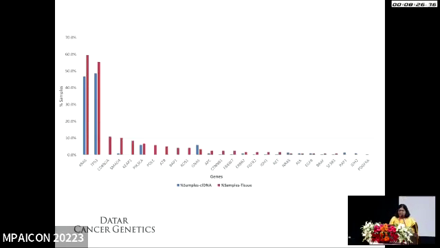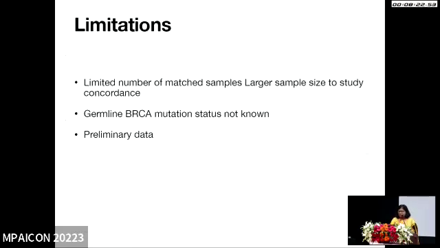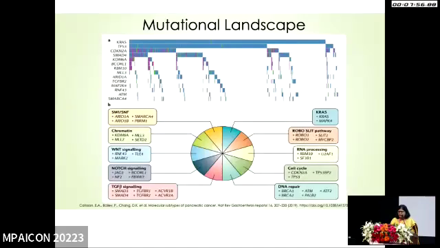This is the landscape of mutations that were seen in pancreatic cancers. The limitations of this data is that we had a very limited number of matched samples, both tumor and liquid biopsy. A larger sample size is needed. Germline BRCA mutation was not known in the majority of patients. Probably these were done in-house in those labs, or it was not done at all at that time. Possibly that awareness was not there. So this is only preliminary data, just to give you a hang of what is happening in this space.